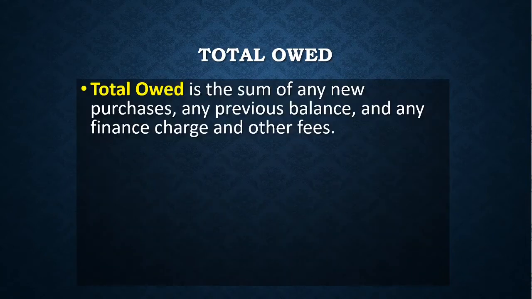The next item is total owed. Total owed is the total that you owe. So that's going to be any purchases you make in the month, any balance that you carry over from the previous month, and any other finance charges, fees, and other things that are added onto your account.